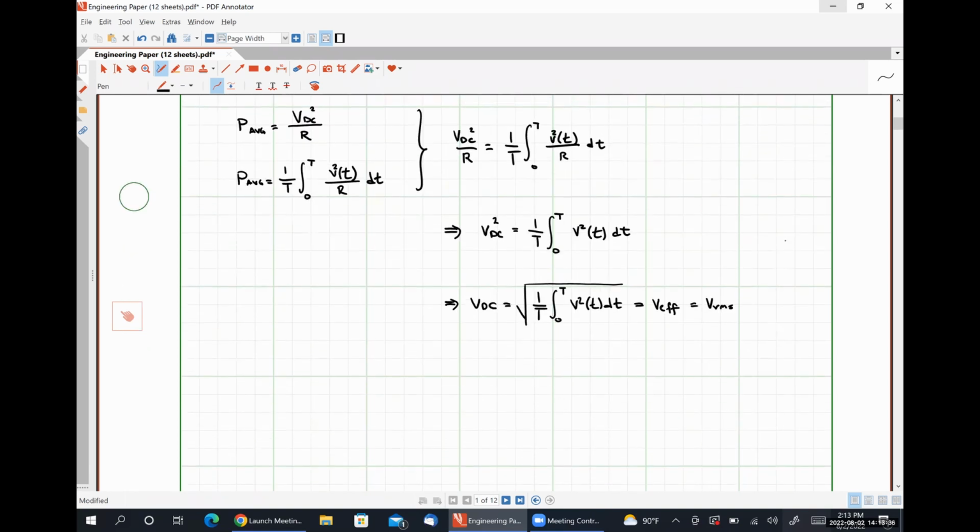We could follow a very similar derivation for currents. And what we would find is that I DC will be the square root of 1 over the period times the integral over 1 period of the square of our periodic current waveform dt. And we might call this I effective or I RMS.